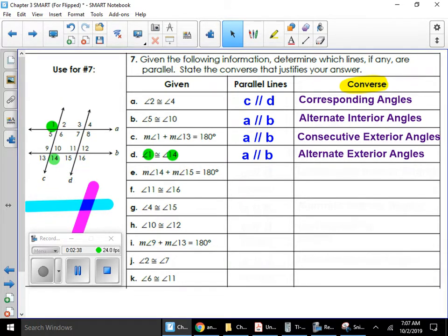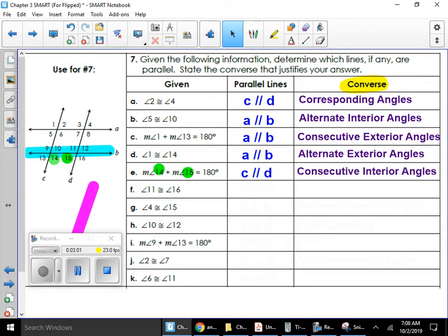Next one, we're looking at 14 and 15. Changing up our transversal here. Now our transversal is B. The transversal is B, so looking at this diagram, what does B cut through? Line C and D. So we're able to say line C and D are parallel because 14 and 15 are consecutive interior angles that are supplementary.